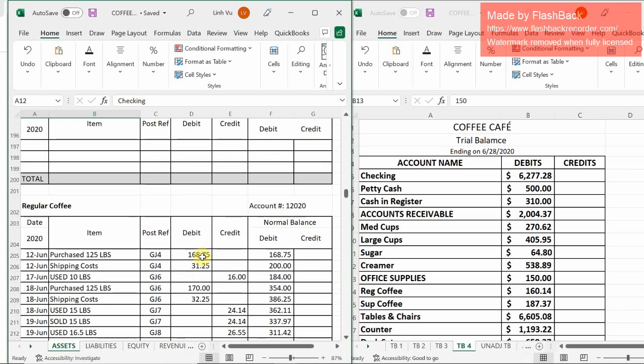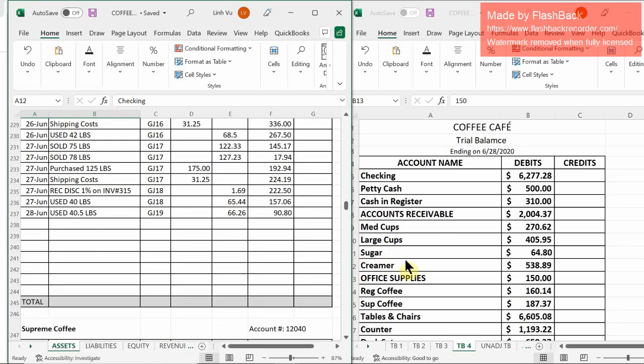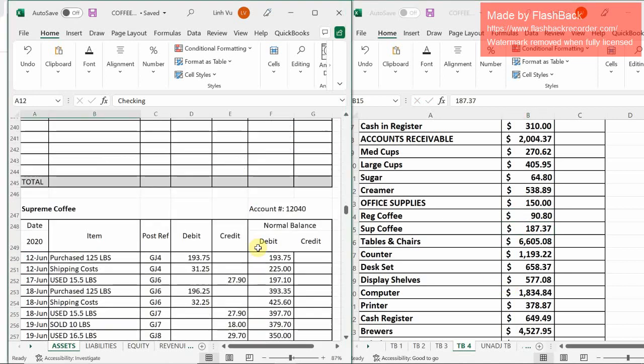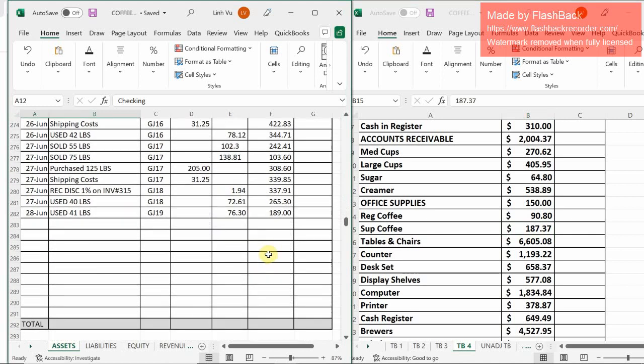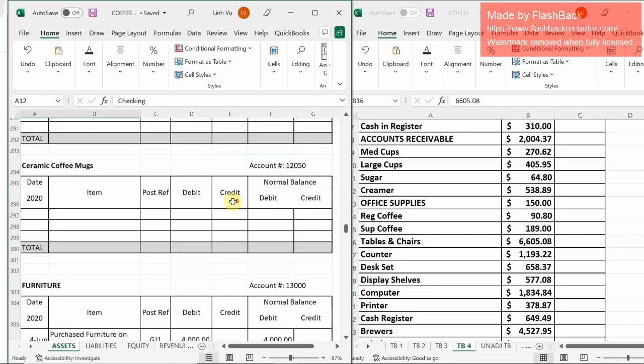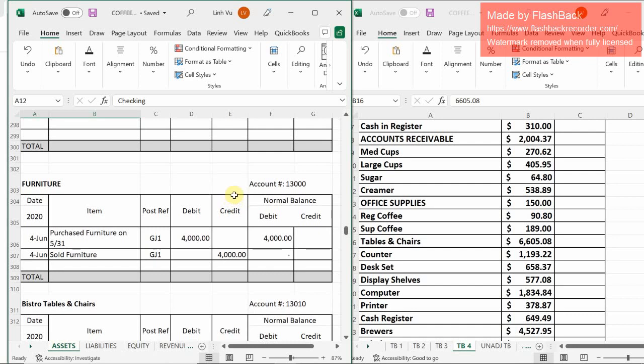And then next I have my regular coffee. Because it's perpetual inventory, it's going to fluctuate the most. So right now, as of the 28th of June, I only have $90.80 left in my regular coffee, and I only have $189 worth in my Supreme coffee. Let's see what's next. Ceramic coffee mugs. We haven't done our periodic conversion yet, so no coffee mugs yet.